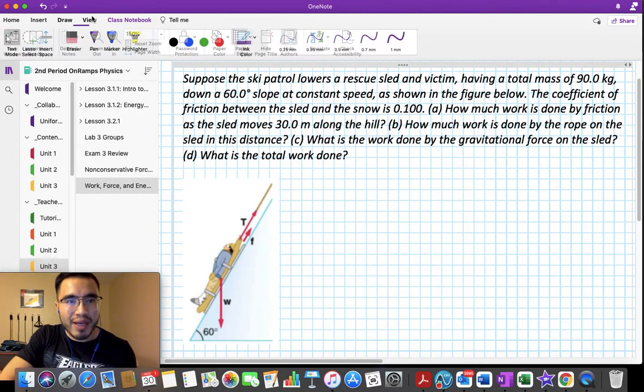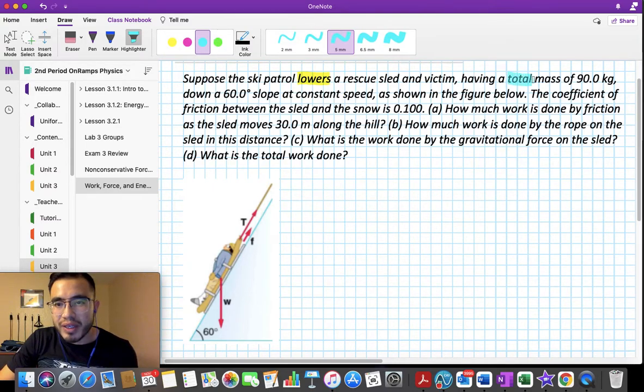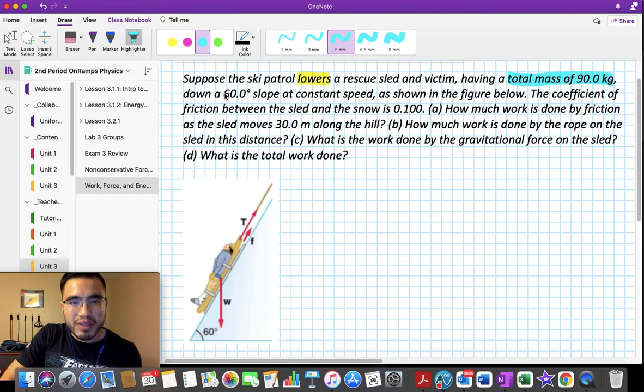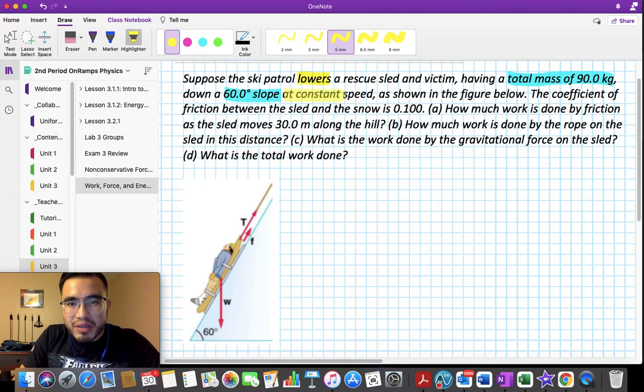But first, let's highlight everything we believe to be important, right? So the fact that they're lowering, this is important. They lower this rescue victim carefully, right? We don't want them to die. And then we have a total mass of 90 kilograms. That is the sled plus the victim. And then we have a 60-degree slope. And this is very, very important, guys. At a constant speed. Very important. Okay? Then we have the coefficient of friction.